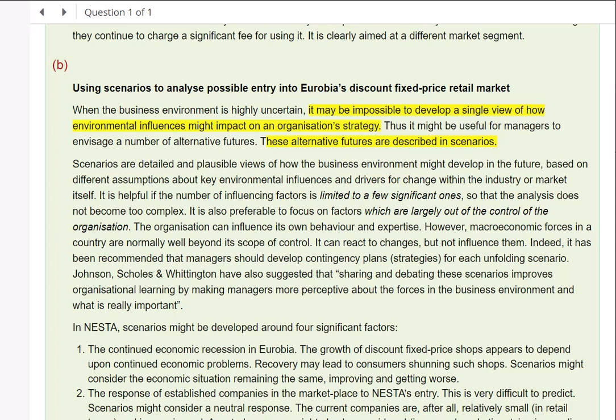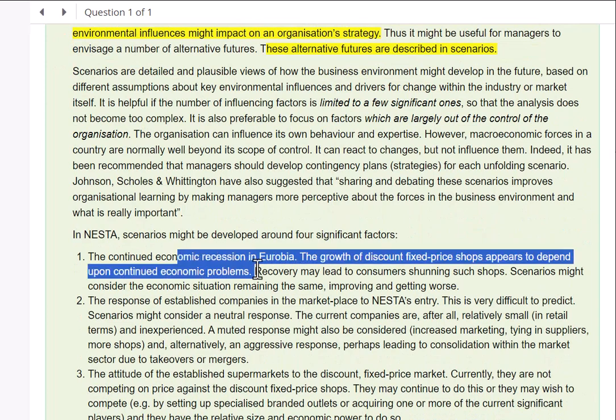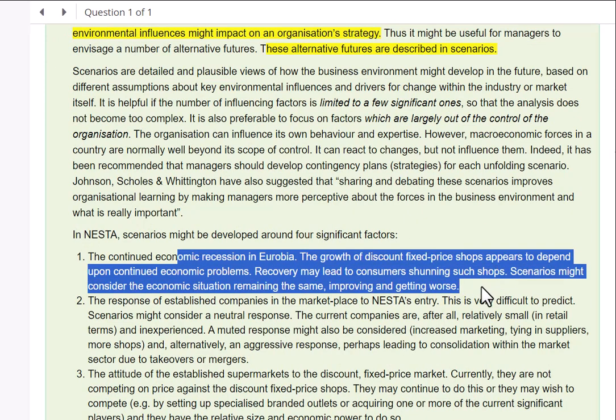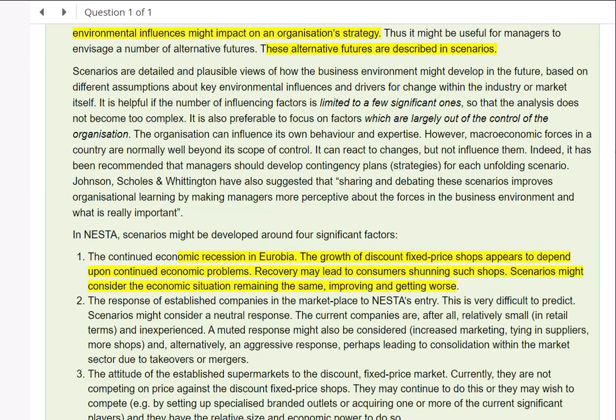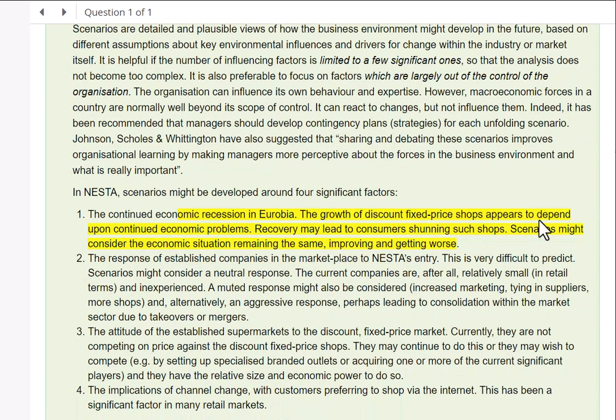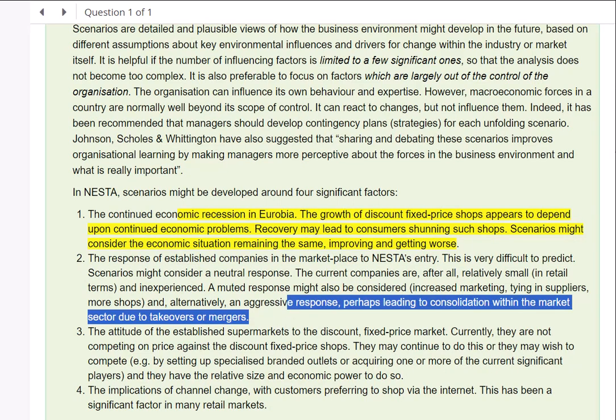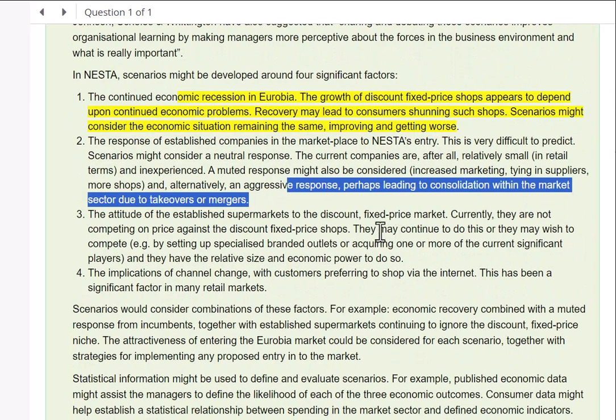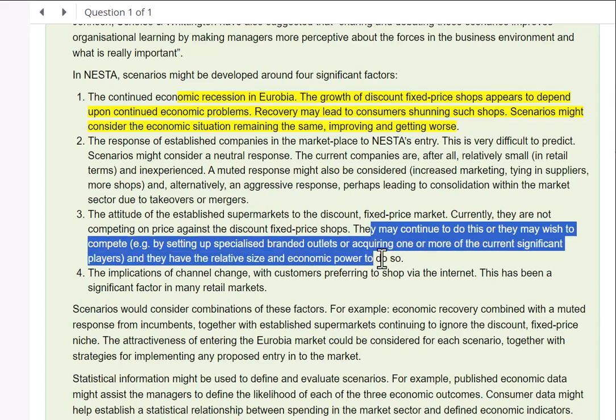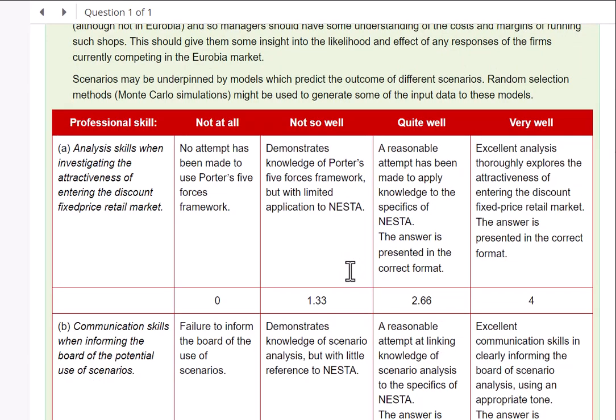Again, they have mentioned the economic recession and consumer shunning. Such scenarios might consider that the economic situation remains the same, improves, or gets worse. So again, the situation could get better, or it could worsen. Then they are talking about merger and acquisition, just like we have mentioned, and basically they can compete with significant players, with customer shop internet flexible things. So most of the points which we have discussed are the same as theirs. Make sure if you have any other points in your mind, you can write them down.